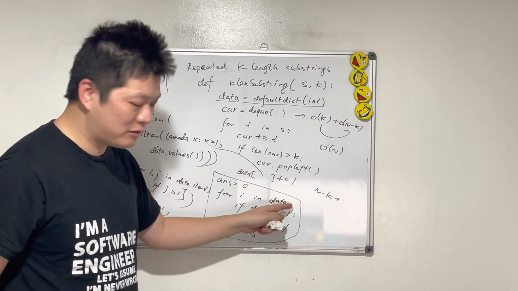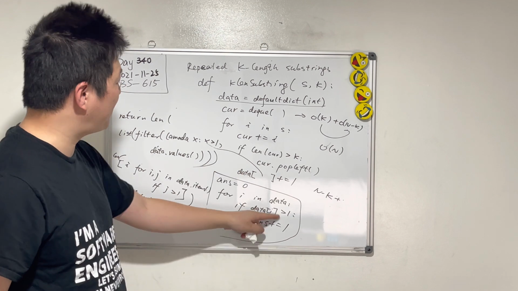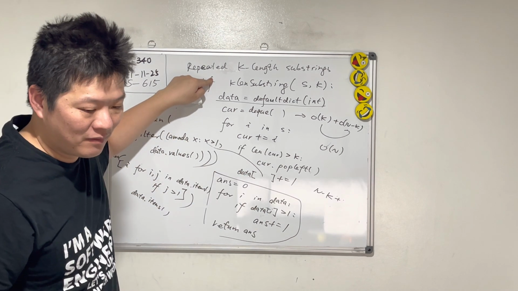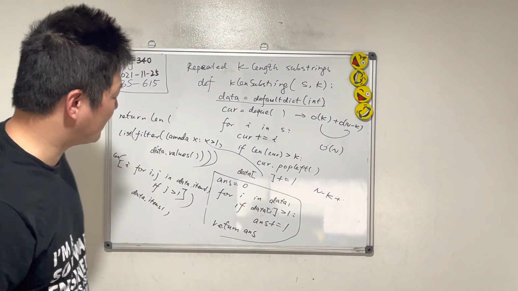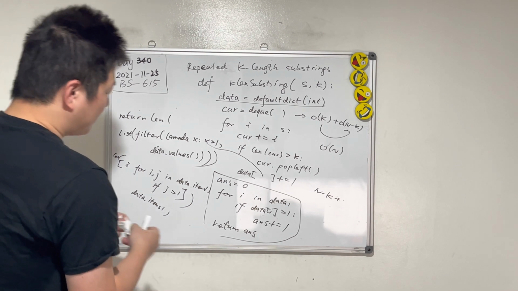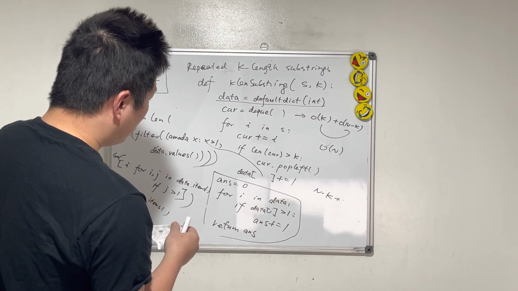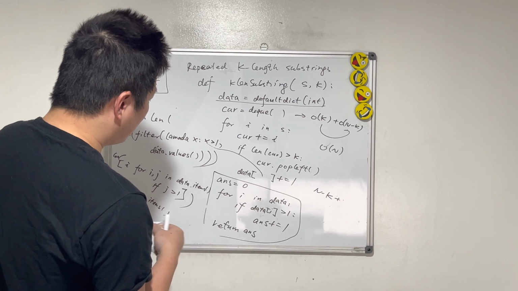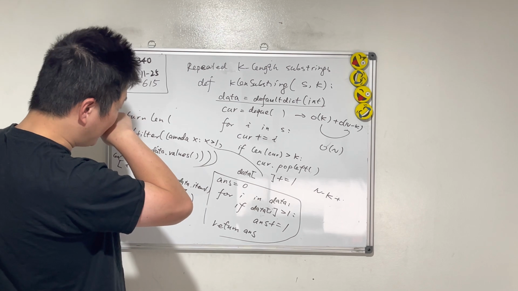Answer equals 0. We go through the dictionary. We find out if the value is bigger than 1, because if the value is bigger than 1, it means it's repeated. Make sense? Answer plus equals 1, return answer. So this bit. What else?